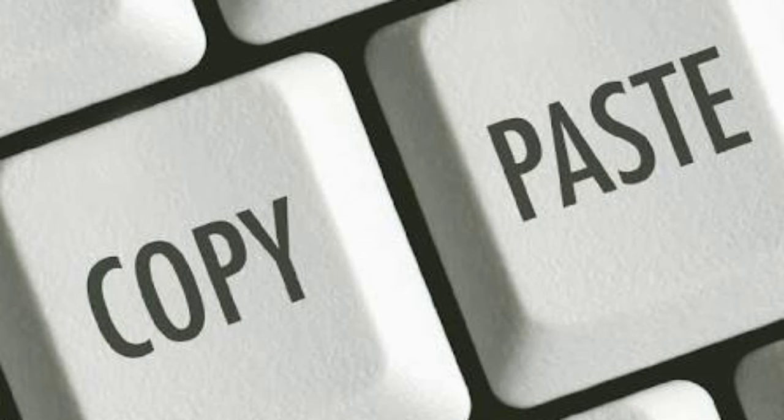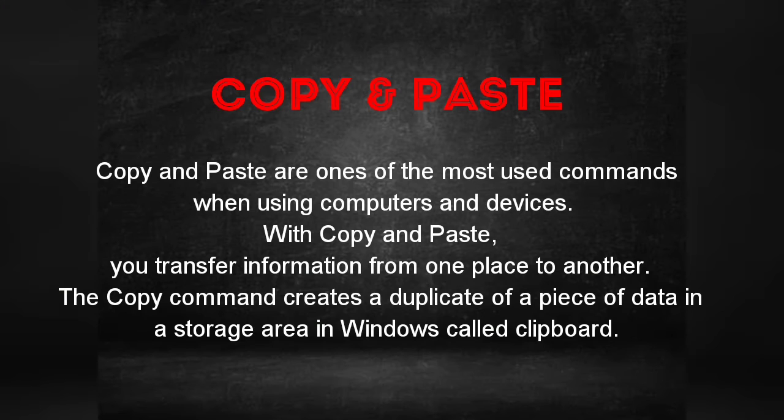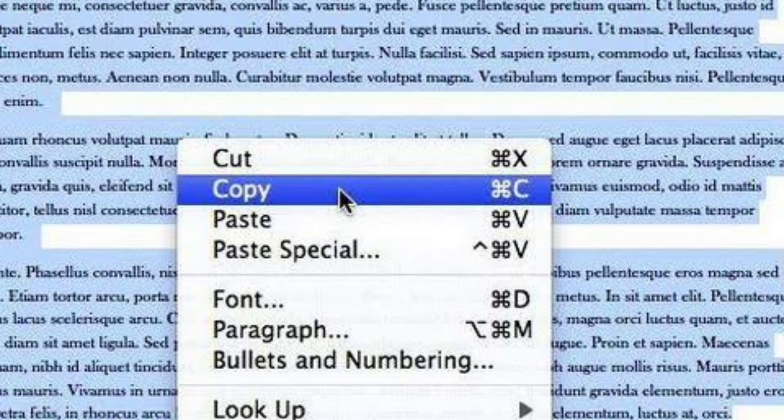So the next topic is copy and paste. Copy and paste means that you are going to make a duplicate of your text. Okay, and the shortcut key of copy is Ctrl+C. If you want to make a duplicate of your text, you can go for copy and paste. Okay, Ctrl+C is a shortcut key as I have told you.